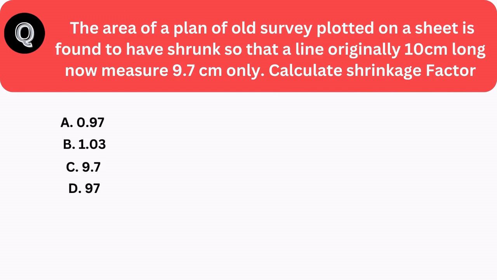The area of a plan of an old survey plotted on a sheet is found to have shrunk so that a line originally 10 centimeters long now measures 9.7 centimeters only. Calculate the shrinkage factor. Option A, 0.97. Option B, 1.03. Option C, 9.7. Option D, 97. Answer A, 0.97.